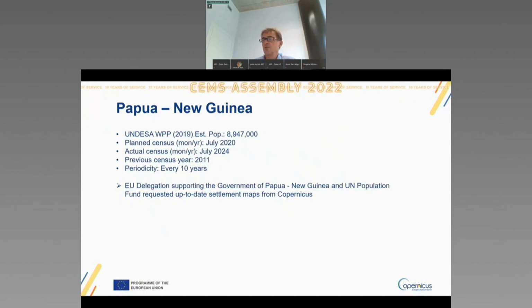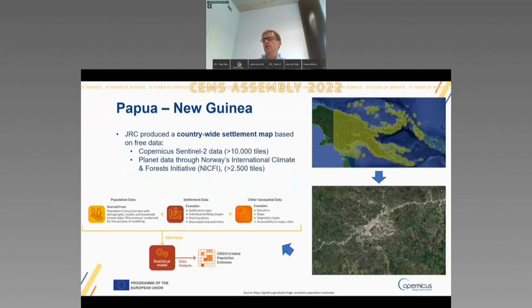So this is just to show you how this process is really depending on a lot of political decisions. But to show you what we did, we were using Copernicus Sentinel-2 data, more than 10,000 tiles to cover the entire island. It's a tropical area, so heavily impacted also by cloud coverage. And this is where we then also reached out to Norway's International Climate and Forest Initiative that offers also Planet data to complement for cloudy areas.